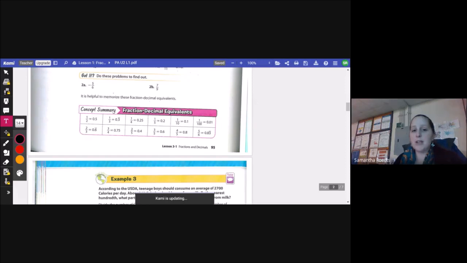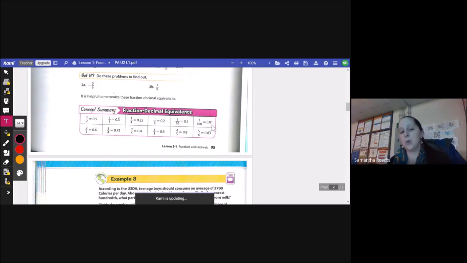It is helpful to memorize these fraction decimal equivalents because they come up the most often. So 1/2 is 0.5, 1/3 is 0.3 repeating, 1/4 is 0.25. So you can think of 1/2, 1/4, 3/4 as quarters. 1/5 is 2/10 or 0.2. 1/10 is like a dime. So you're thinking about dimes. So a tenth of a whole or 0.1.